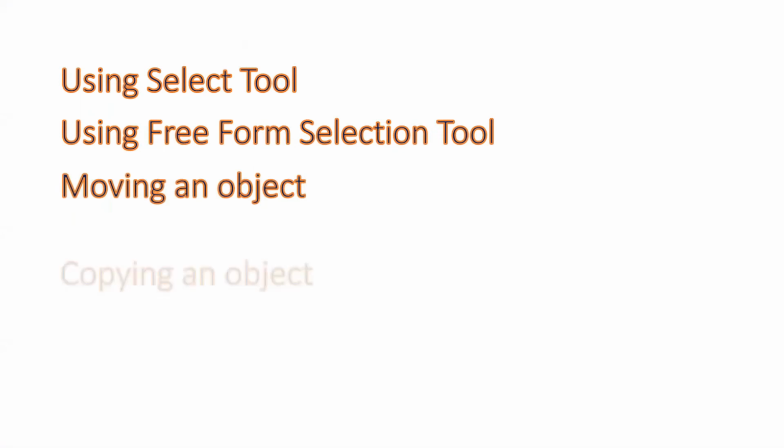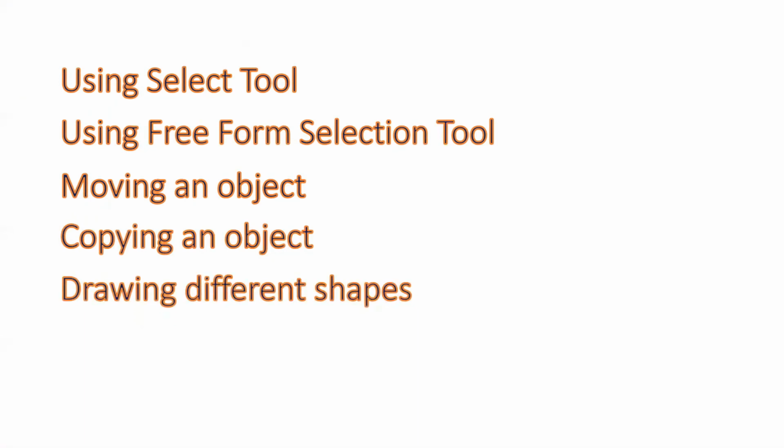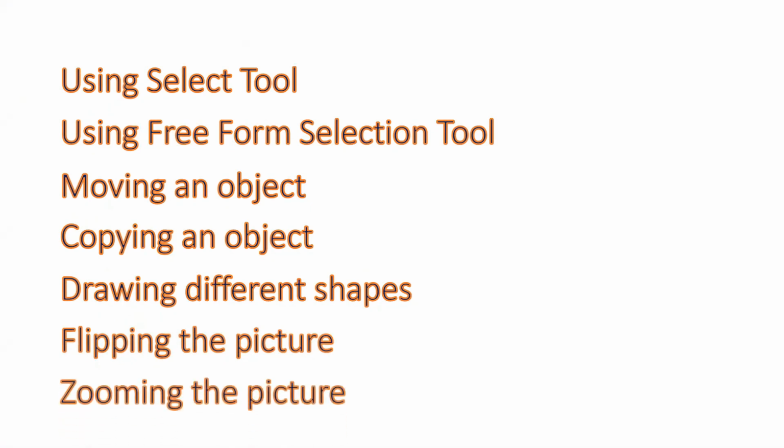In this chapter, we have learned how to use the selection tool. How can we do it with the freeform selection tool? How can we move an object? How can we copy an object? How to draw different shapes? How can we do flipping the picture? Then the last topic, zooming the picture. Go through your textbook and be familiar with these tools.